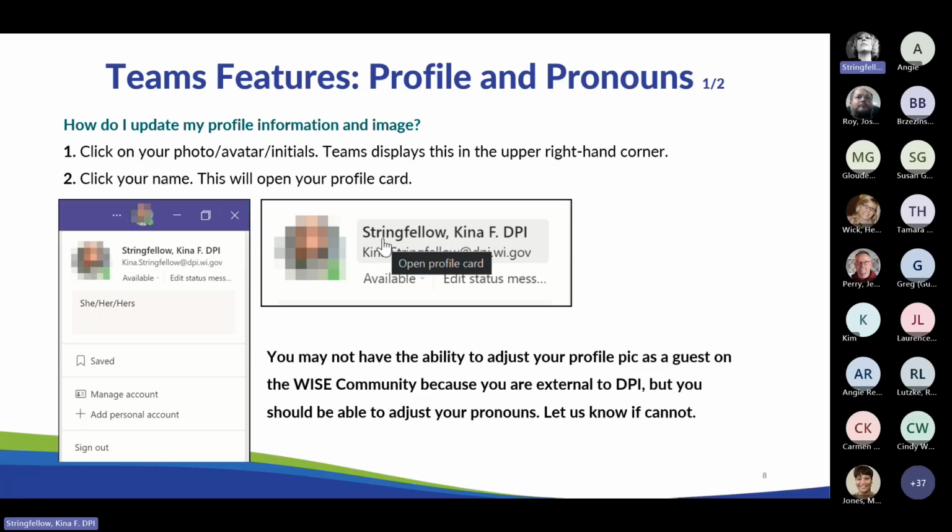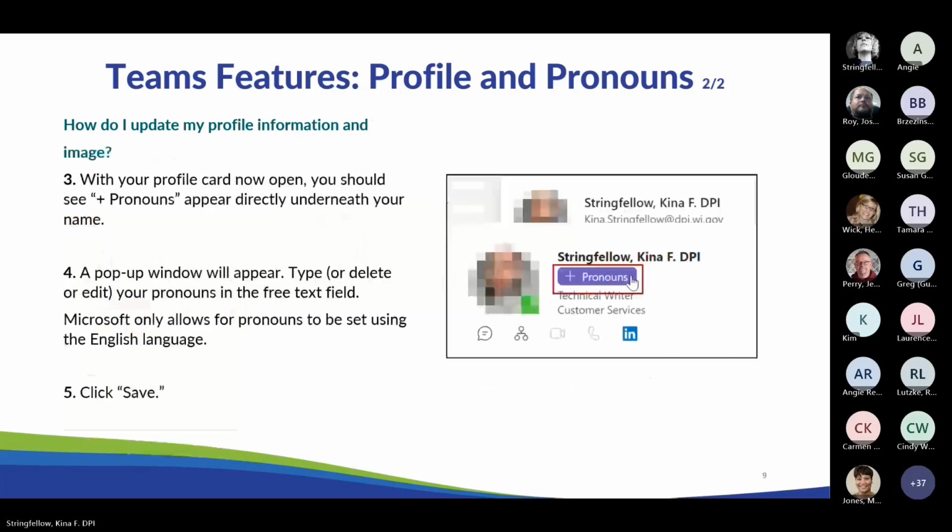So once you have your profile card opened from your avatar settings, you're going to click this little button that's right underneath your name, and it will say plus pronouns. And so Teams can only accept, or excuse me, Microsoft as a whole can only accept pronouns in the English language. So as long as it's a combination of she, her, he, him, or they, those pronouns will be available to you in whatever order you see fit. And then don't forget to click save so that they can be applied to your Teams profile.